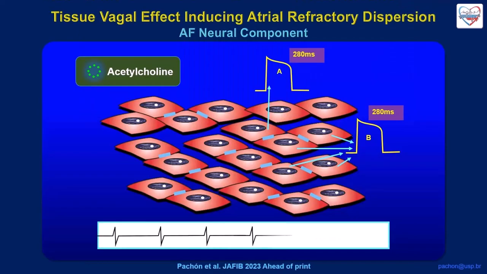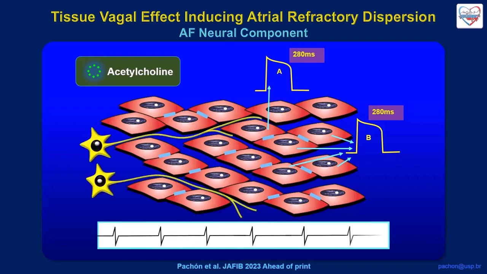The extracardiac vagal stimulation has shown that the vagus causes a huge reduction of the atrial refractory period. So, let us now analyze the intense tissue effect of the vagus causing dispersion of atrial refractoriness. Let's consider two similar myocardial cells, A and B, that have an atrial refractory period of 208 milliseconds. Let's now add the vagal effect.